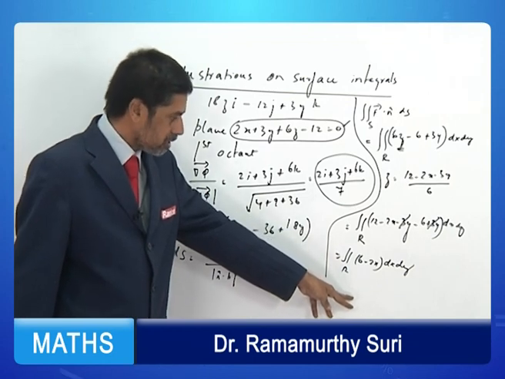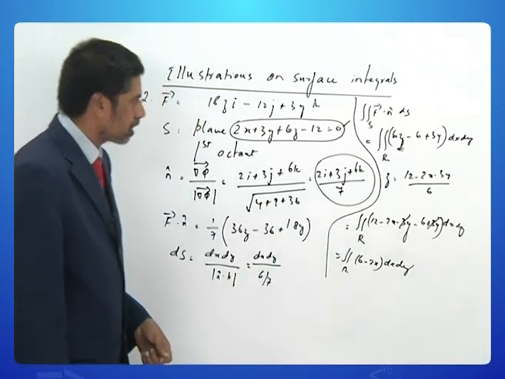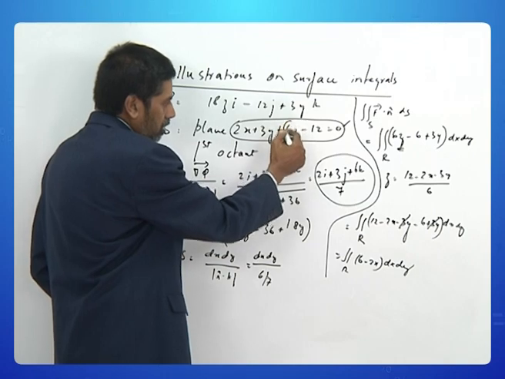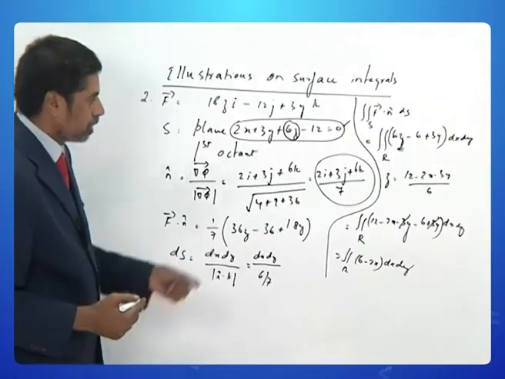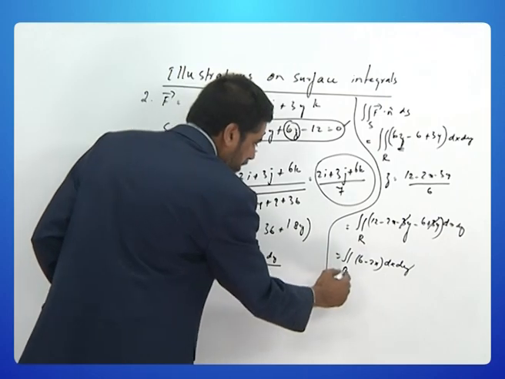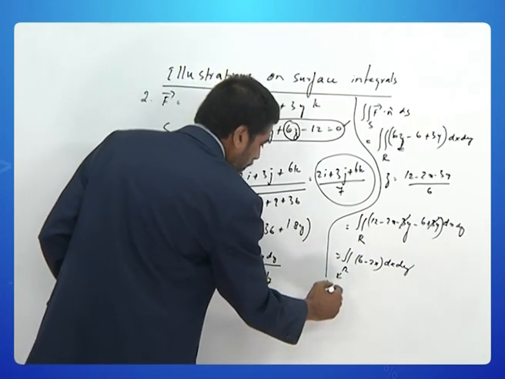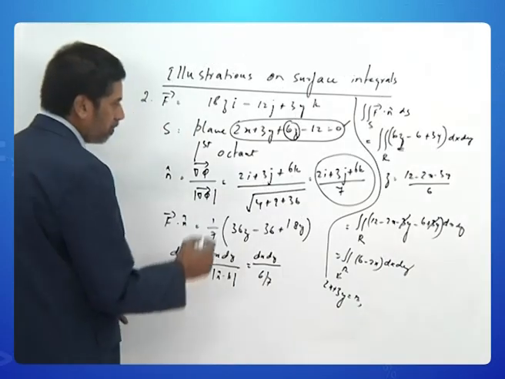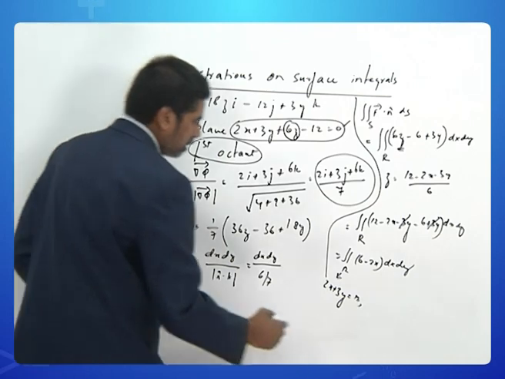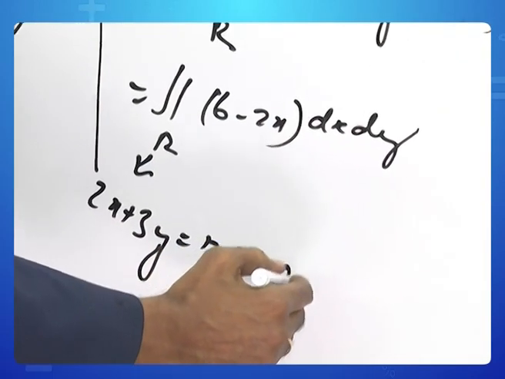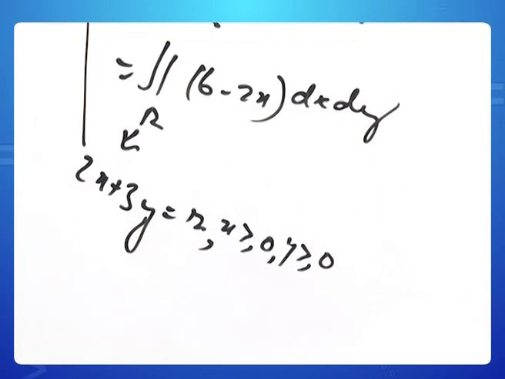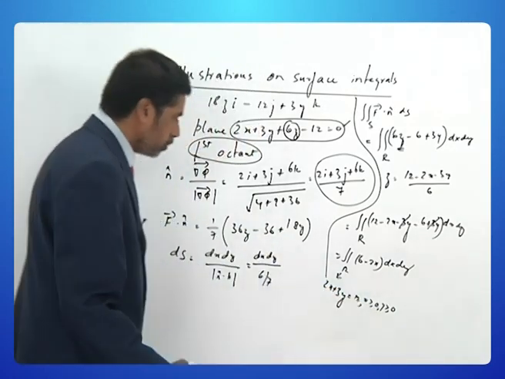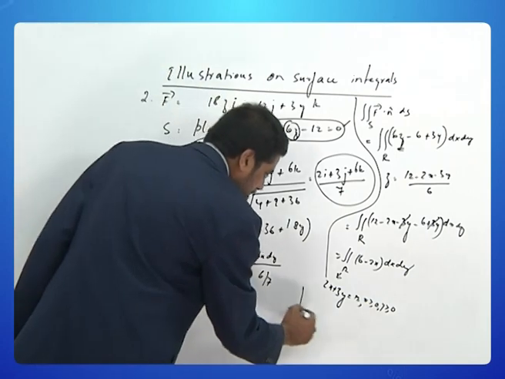Now what is required is to understand what is there on the xy plane. Now you can see, when this plane is projected on the xy plane, z should be reduced to 0. So this R is nothing but 2x plus 3y is equal to 12. But don't forget, we are in the first octant. In the first octant, x is greater than or equal to 0, y is greater than or equal to 0. That means if you take the combined effect of all these things, you will get the region of integration as a triangle.